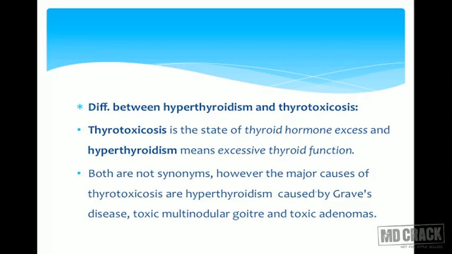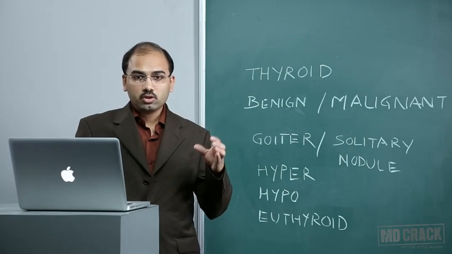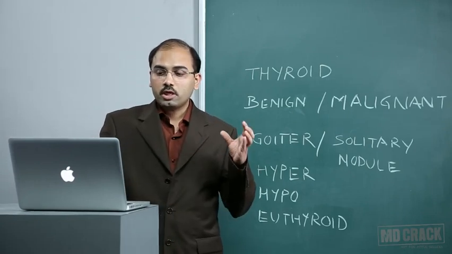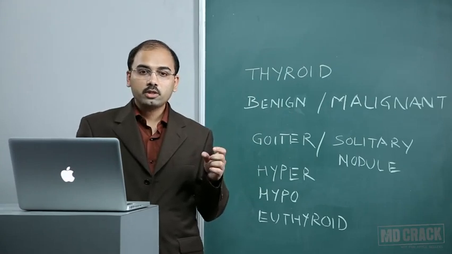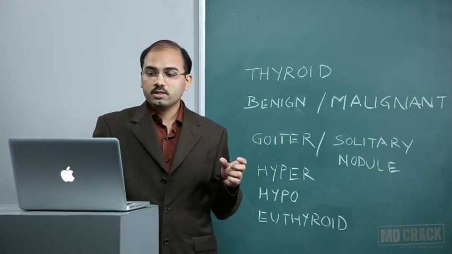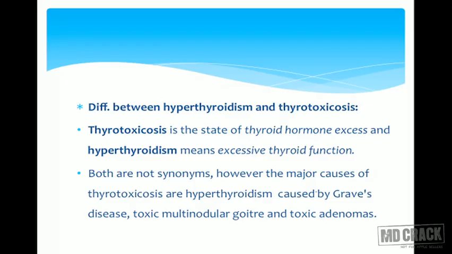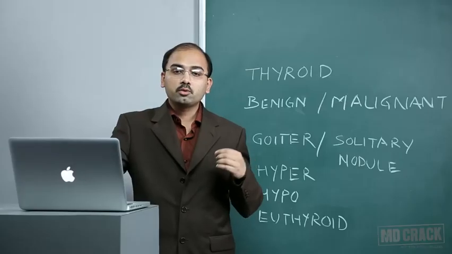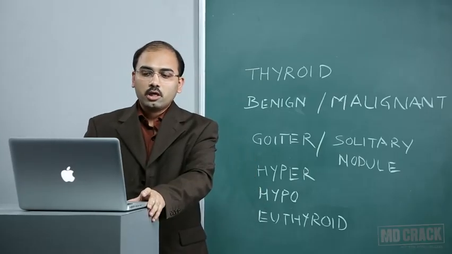Friends, here I would like to clear up a difference between hyperthyroidism and thyrotoxicosis. These two appear to be synonyms, but they are not. Thyrotoxicosis is a state of thyroid hormone excess and hyperthyroidism means excessive thyroid function. Thyrotoxicosis is seen in hyperthyroidism. However, the major causes of thyrotoxicosis are hyperthyroidism caused by Graves' disease, toxic multinodular goiter and toxic adenomas.